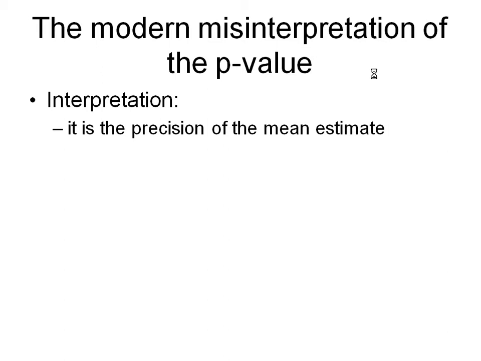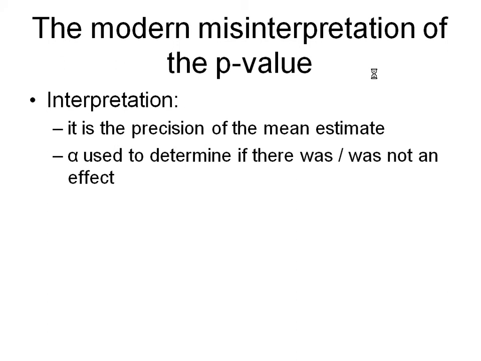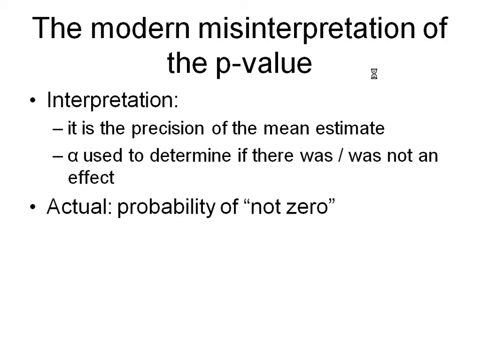So when we describe the statistically significant result or lack thereof with the mean, most researchers interpret that as the precision of the mean, so that we have a 6% improvement in performance, p of less than 0.005. Therefore, that mean is pretty accurate. That most participants fell somewhere around 6% improvement. And we're using the alpha, the 0.005, to determine if there was or was not a mean effect.